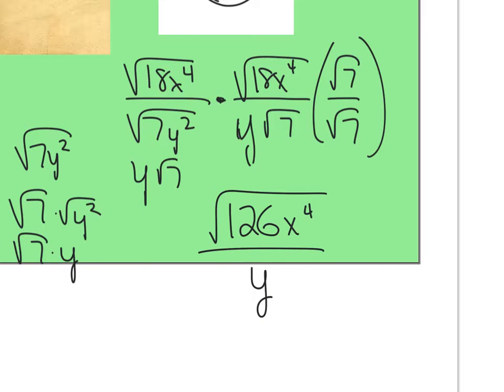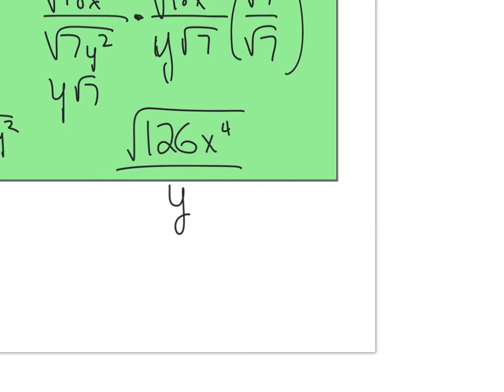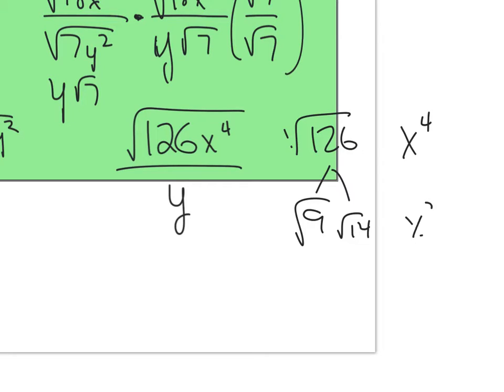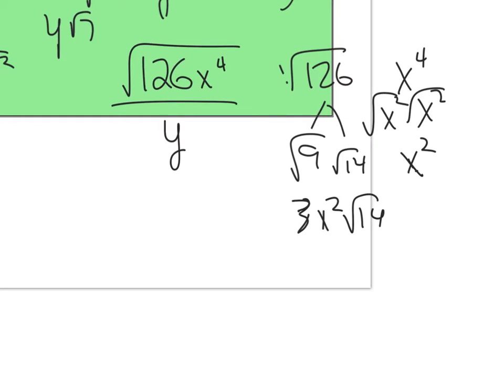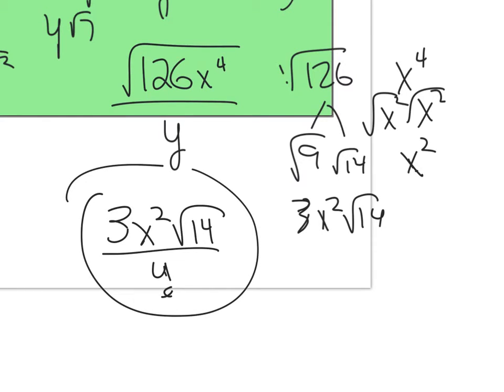So now 126, I try to break it apart. I can split that into 9 and 14. And x to the fourth should just be x squared. If I break it apart, it's x squared, square root both of those, it'll just be x and x, so x squared. So 3x squared, square root of 14. So that's my numerator. So my whole thing here is going to be 3x squared, square root of 14 over y. There's my answer.